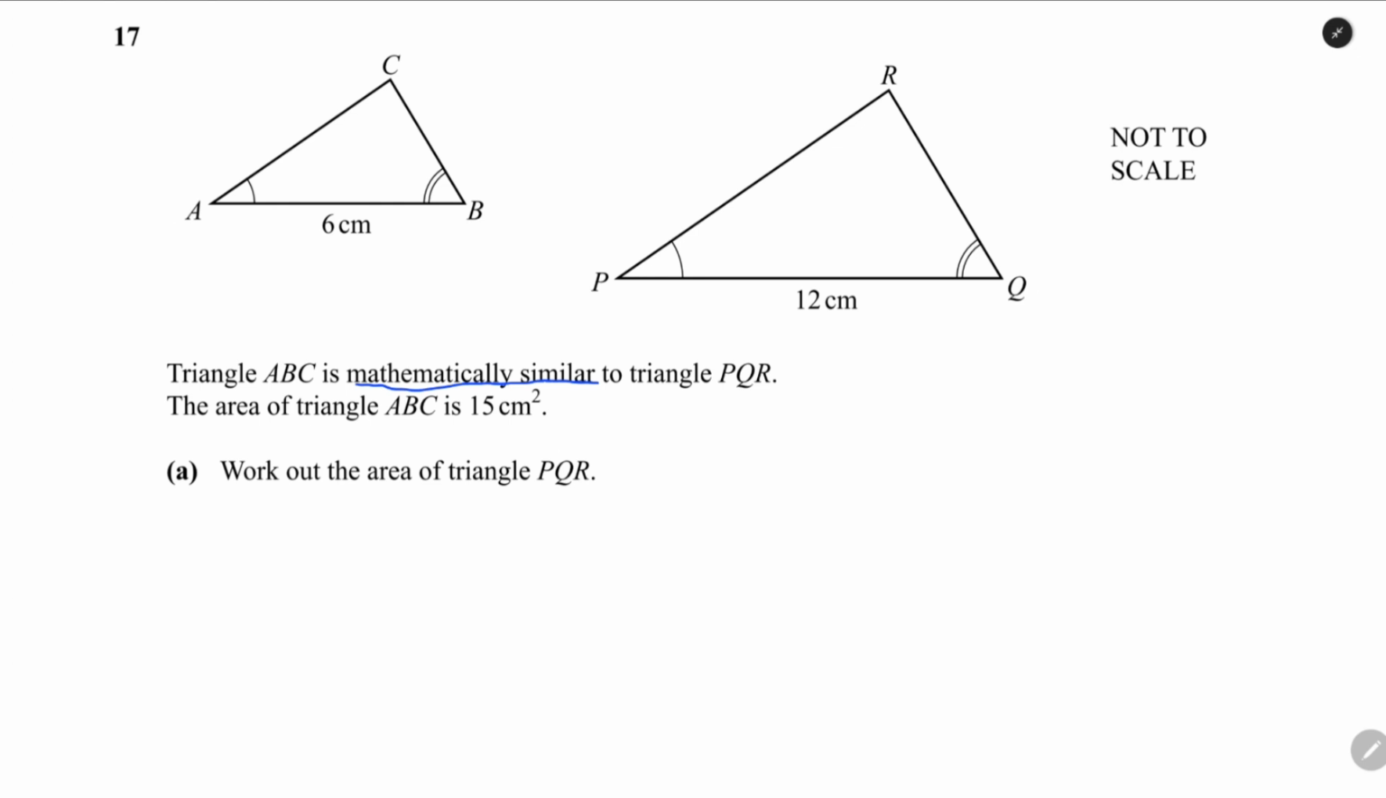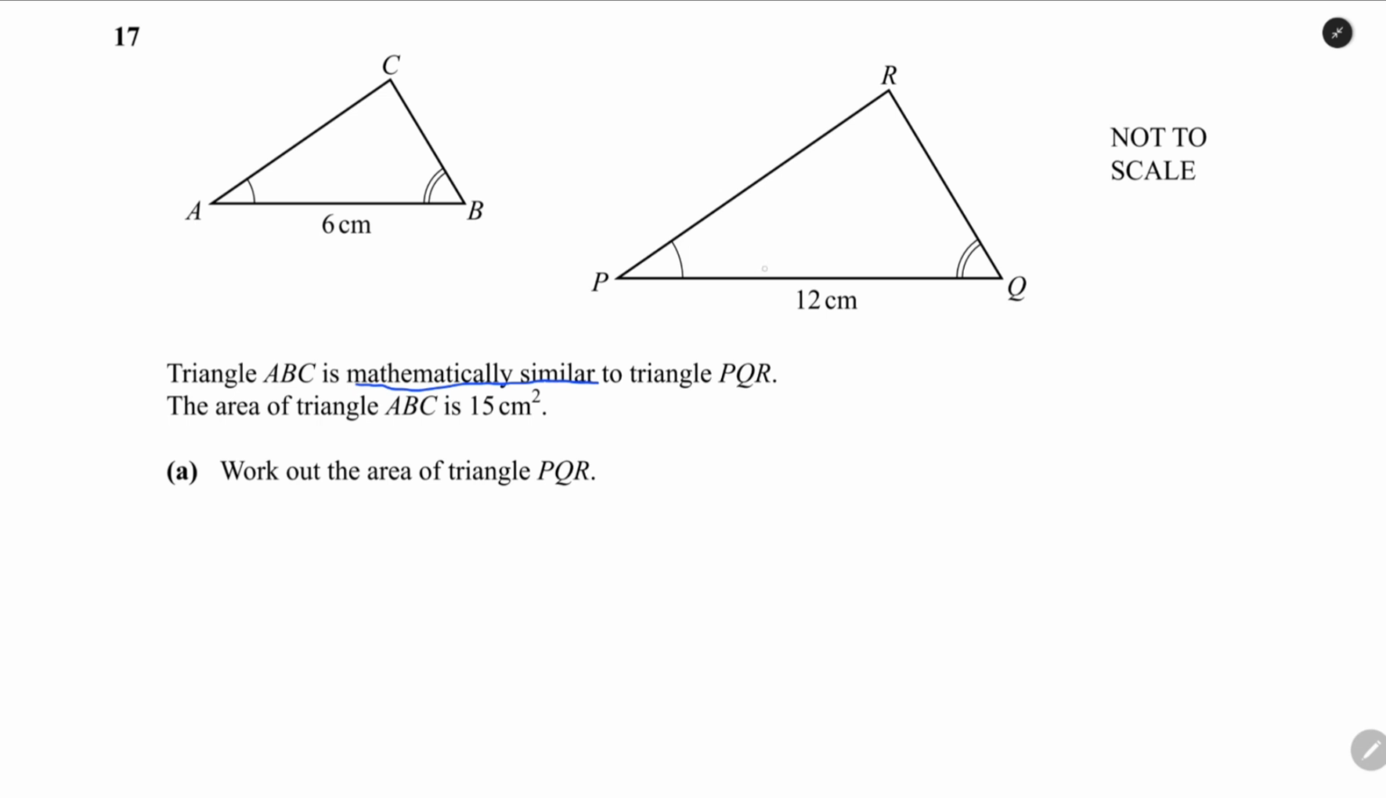Now, the triangle ABC is mathematically similar to triangle PQR. When we are told that two shapes are mathematically similar, it means that one is an enlargement of the other. That is, there's a scale factor linking the lengths of corresponding sides of each of the shapes. Now, with these two shapes, we need to identify the corresponding sides before we can even answer the questions.